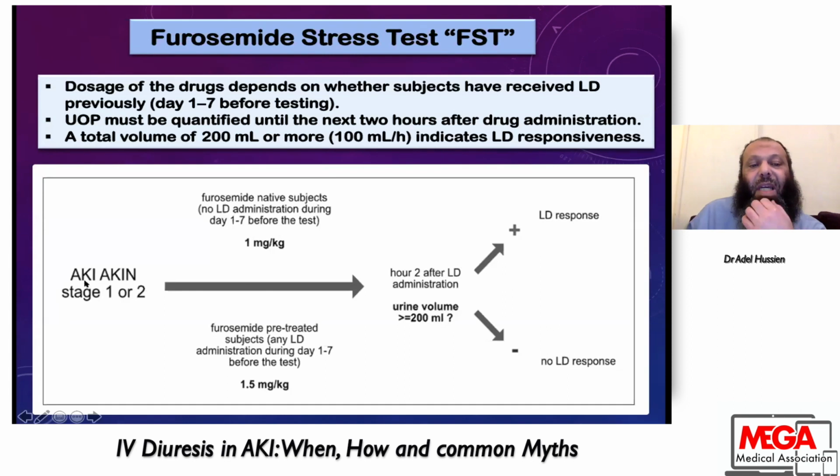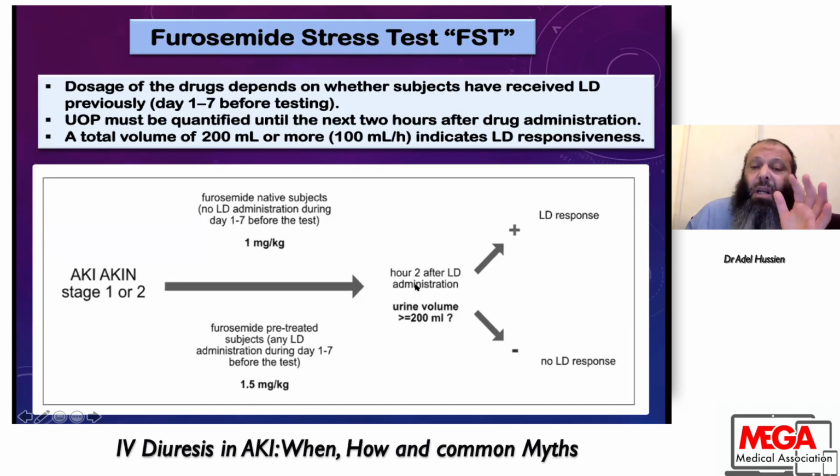So the patient with AKI, based on the AKIN definition, is stage 1 or stage 2. If the patient is furosemide naive, what does it mean? Furosemide naive means they did not receive a loop diuretic from day 1 to day 7, and within 7 days before the AKI, he did not receive any diuretics. So we call it a naive subject, or furosemide naive. We will give him 1 milligram per kg. But if the patient was pre-treated with furosemide within the preceding 7 days, we will give him a dose of 1.5 milligram per kg.